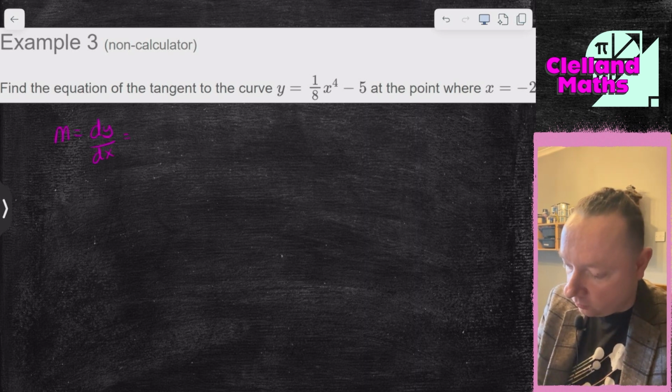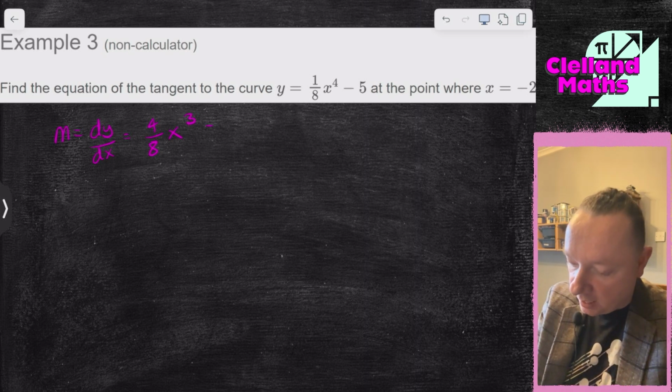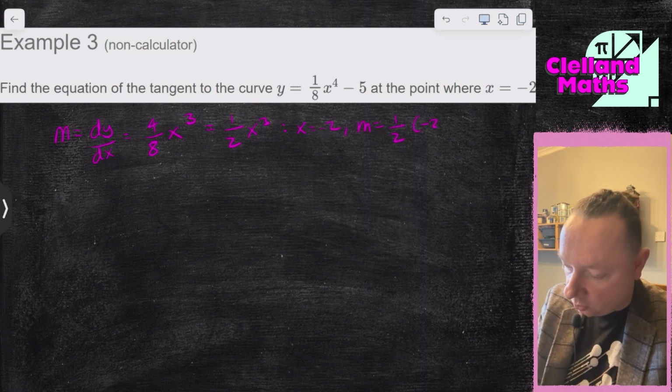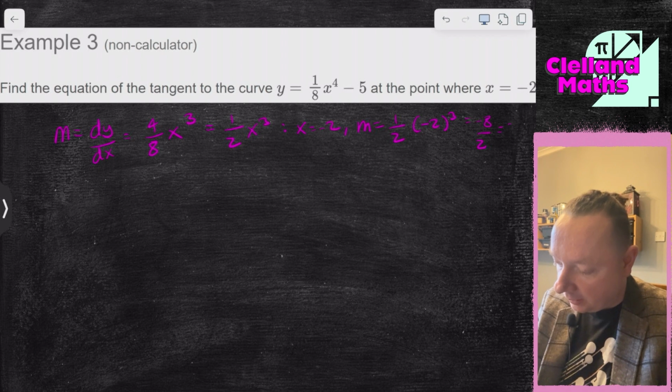Well, that equals 4 times an eighth, 4/8 x, take away 1, 3, and constants like 5 disappear. So that gives me a half x cubed. So at x equal minus 2, my gradient is a half of minus 2 cubed. Minus 2 cubed is minus 8. Divided by 2, I'm getting minus 4 if I've done that right.